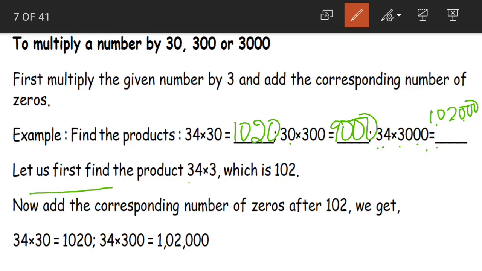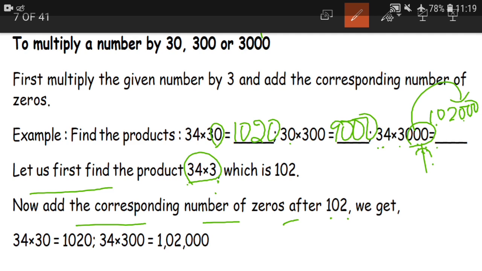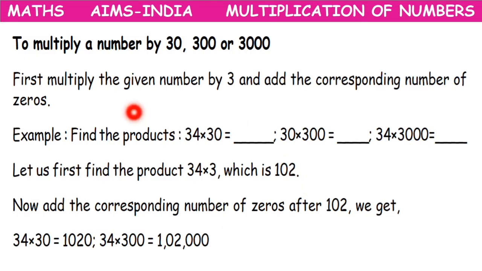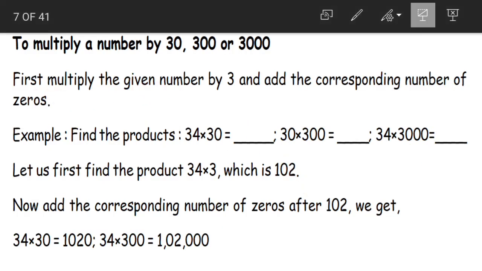Yes, that is what they are also saying here. First find the product of 34 into 3 and now add the corresponding zeros. Yes, corresponding number of zeros means after 3 the number of zeros we are having will become the corresponding number of zeros, and the same number of zeros should be added at the end of the product, to the right of the product. Yes. So that is how we multiply a number by 30, 300 or 3000.